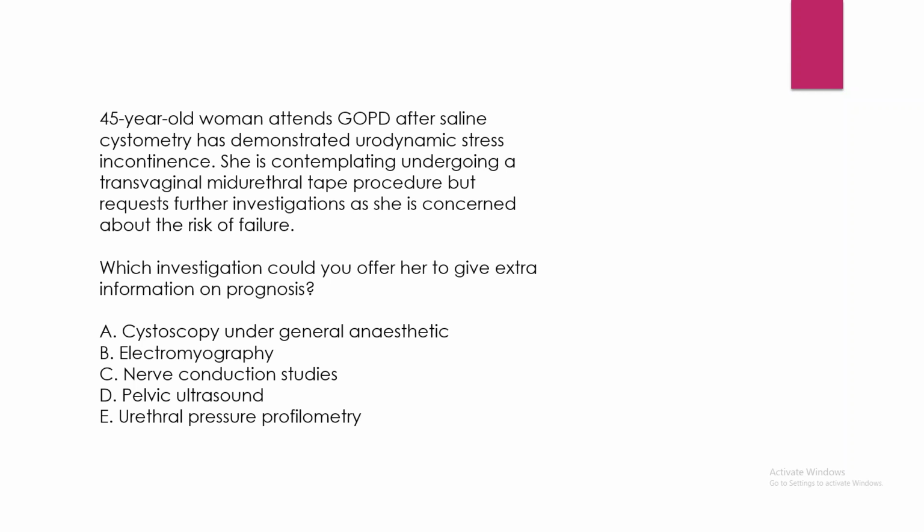E. Cystometry, ma'am. Yes, this is E because it is stress urinary incontinence and she wants to undergo TVT, transvaginal tape. She wants to know exactly what the diagnosis is because she wants to know the risk of failure. So it is urethral pressure profilometry, because we have to see whether it is because of hypermobility. Hypermobility will be corrected by this tape. Intrinsic sphincter deficiency we can't correct with the tape. Got it?